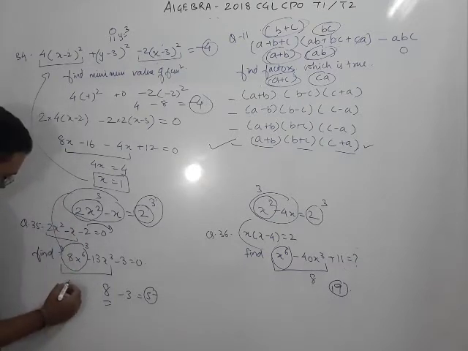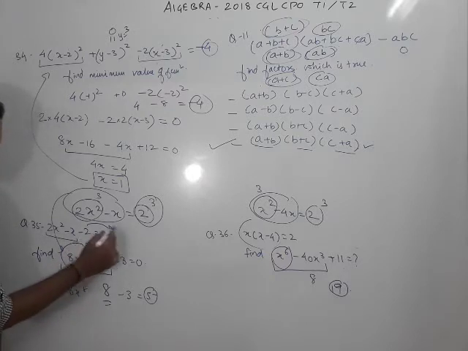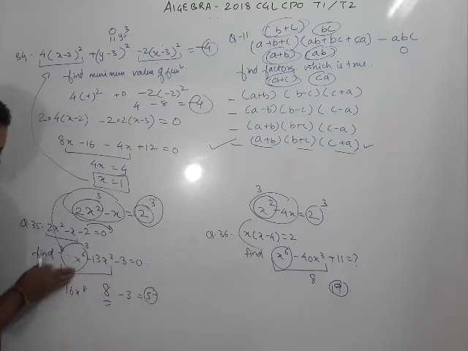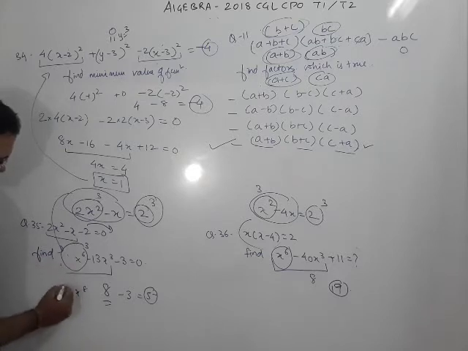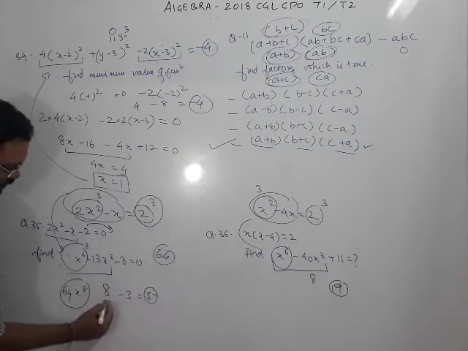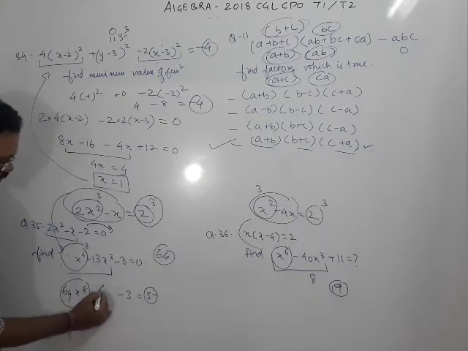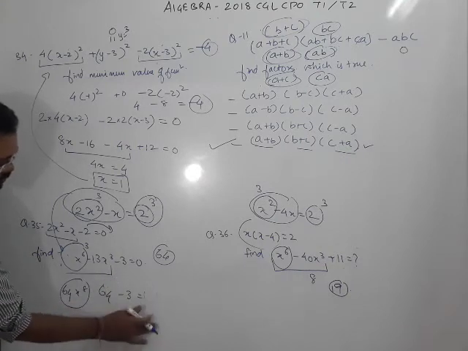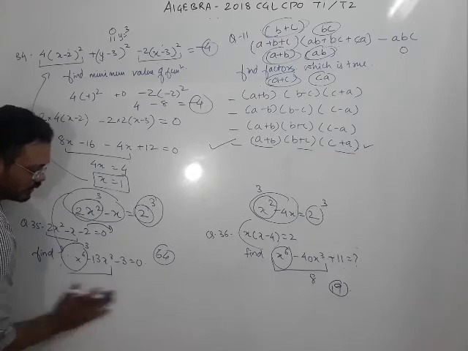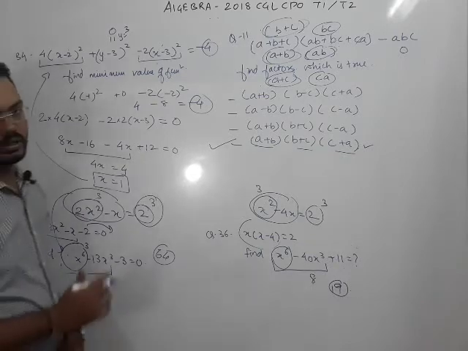Or it could be 16x raised to 8. So this is going to be x raised to 4. So 2 cube is 8. It's going to be 64. If it is 64, x raised to 8. So similarly, right side will be 64. So 64 minus 3 will give me 61. So if such a question is asked, you can directly solve.